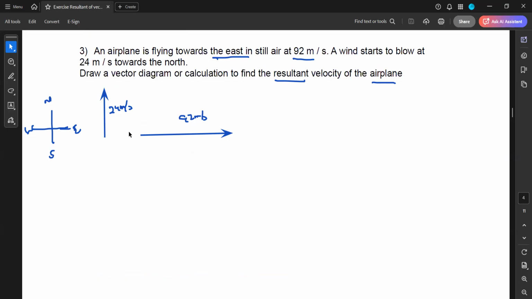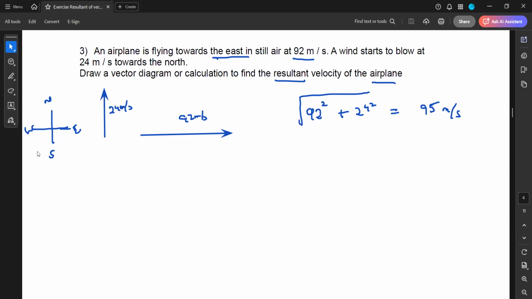No, this is just I drew to show how the two vectors are pointing. Now I will solve the question. First thing, I need the magnitude. How to get the magnitude? When two vectors are perpendicular, it is the square root of 92 square plus 24 square. What is the result here? 95 meters per second. So we got 95 meters per second. That's the magnitude.